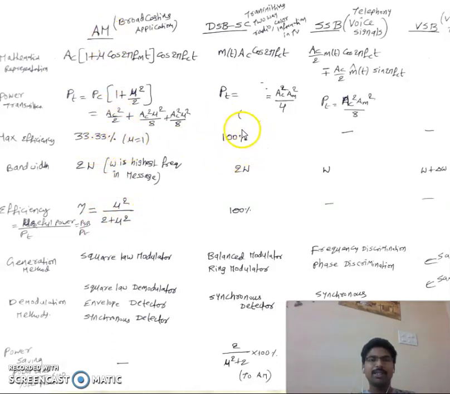But for DSBSC it is 100%. Why? Because the total sideband power is the power we are transmitting. So we are getting 100% efficiency here.